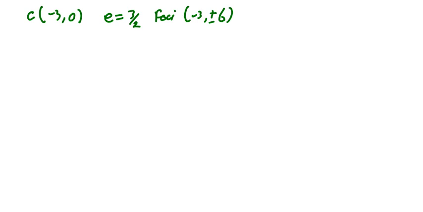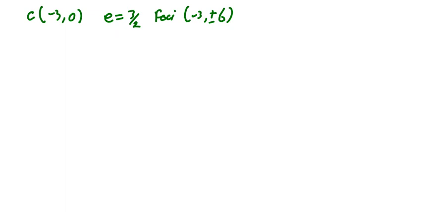Okay, so we have been given the center at minus 3 comma 0, and that's our center. Then I've been given the eccentricity e is equal to 3 over 2. Then we have also been given the foci at minus 3 comma plus or minus 6. This is just asking for the equation, but obviously it's the standard equation.